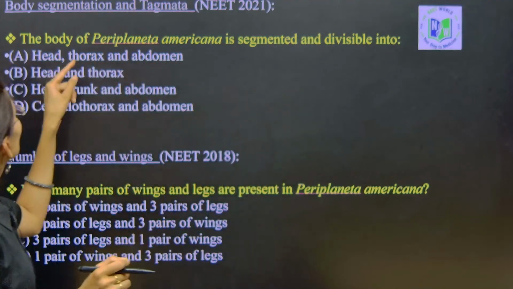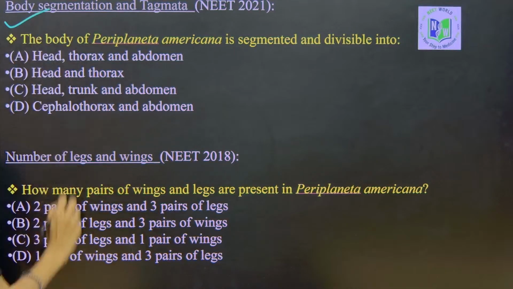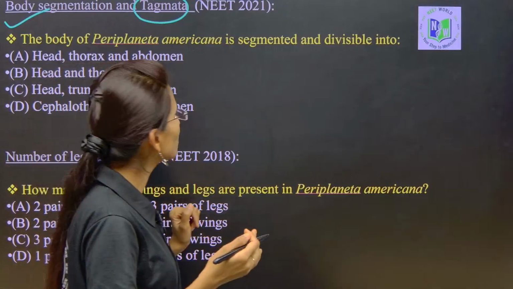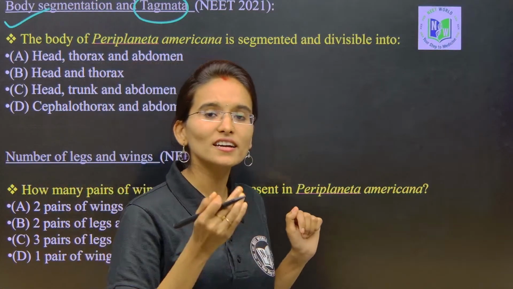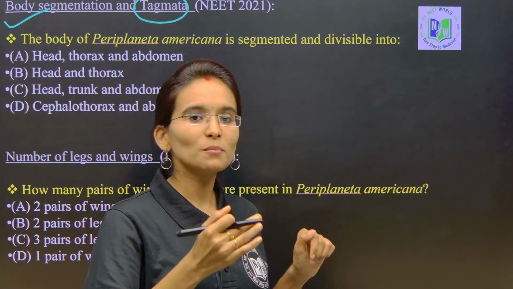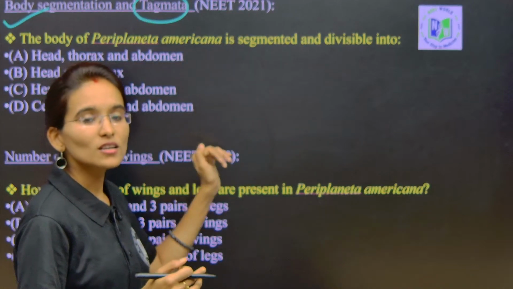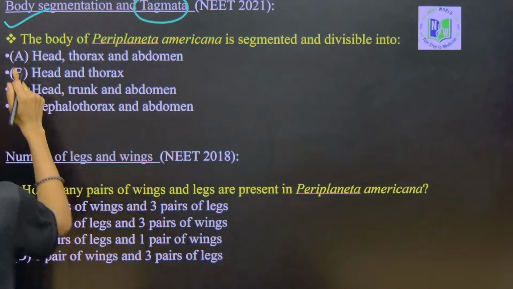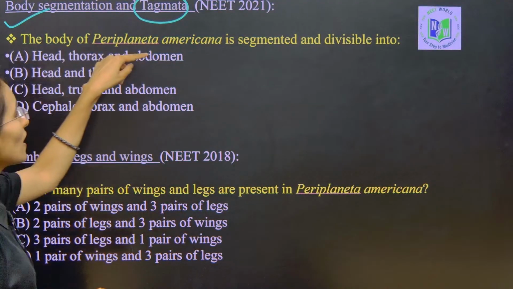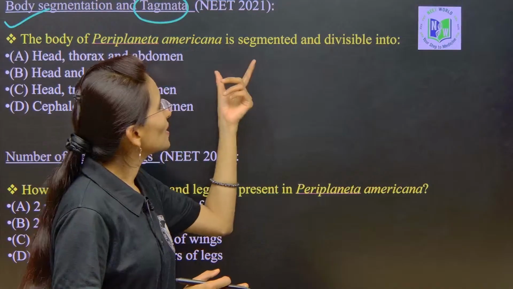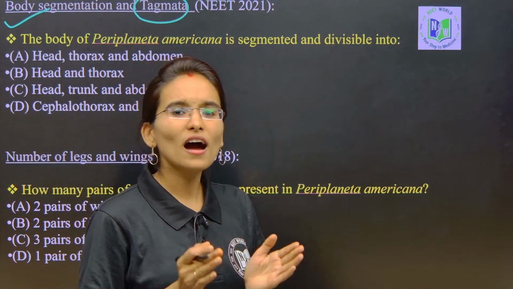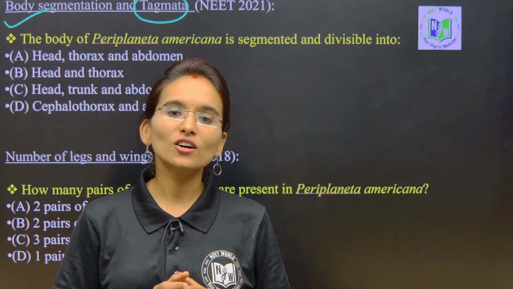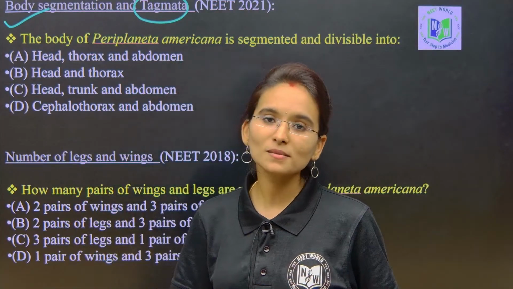When it comes to body segmentation and the dorsal and ventral plates, these are the questions. Only regarding body segmentation, this is the question: the body of the Periplaneta americana is segmented and divisible into how many parts, my dear students? That is, the body of the cockroach is divided into how many parts?